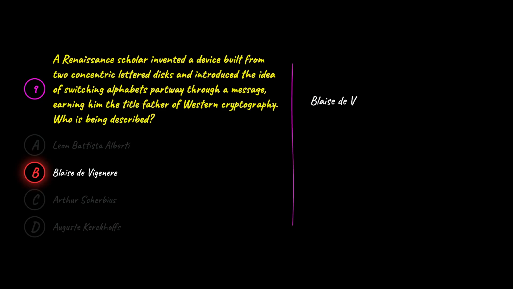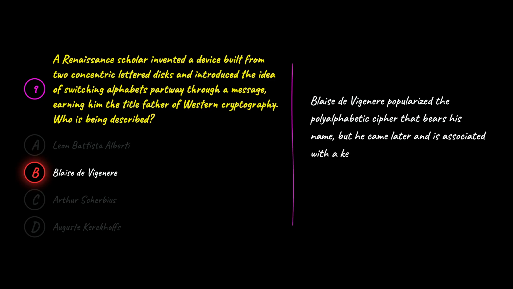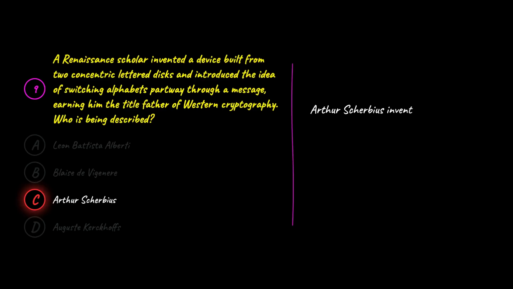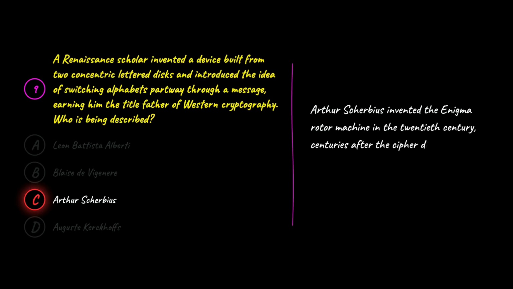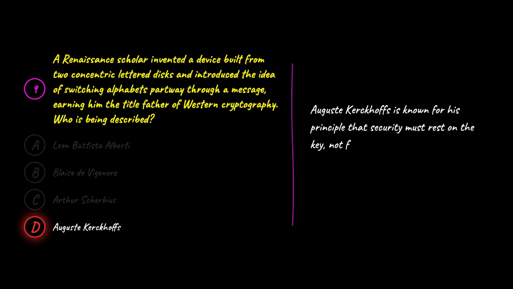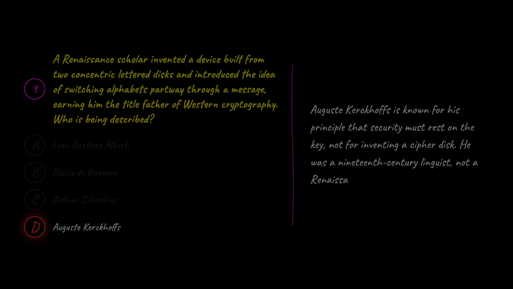B is wrong because Blaise de Vigenère popularized the polyalphabetic cipher that bears his name, but he came later and is associated with a keyword-driven table rather than the cipher disk. He is not called the father of Western cryptography. C is wrong because Arthur Scherbius invented the Enigma rotor machine in the 20th century, centuries after the cipher disk. His work was electromechanical, not a manual lettered disk. D is wrong because Auguste Kerckhoffs is known for his principle that security must rest on the key, not for inventing a cipher disk. He was a 19th century linguist, not a Renaissance inventor.